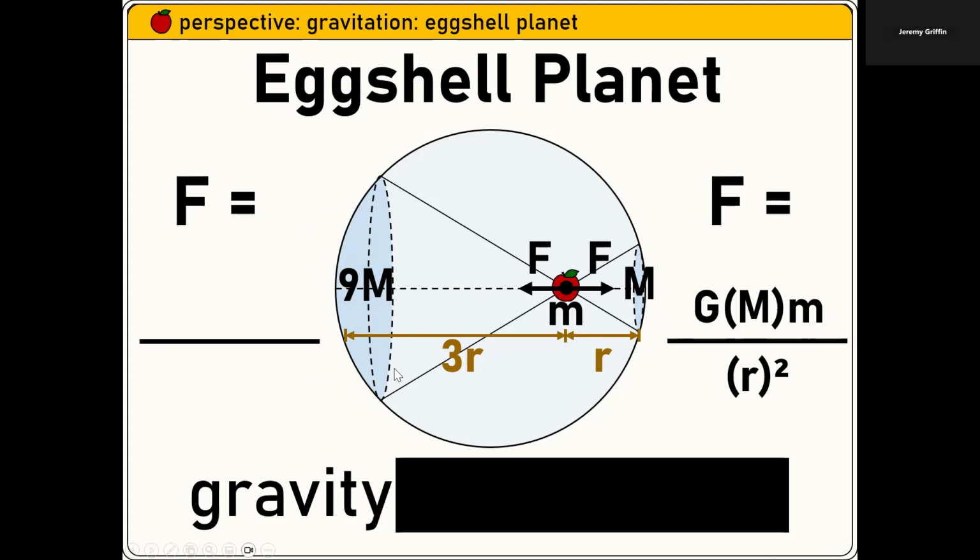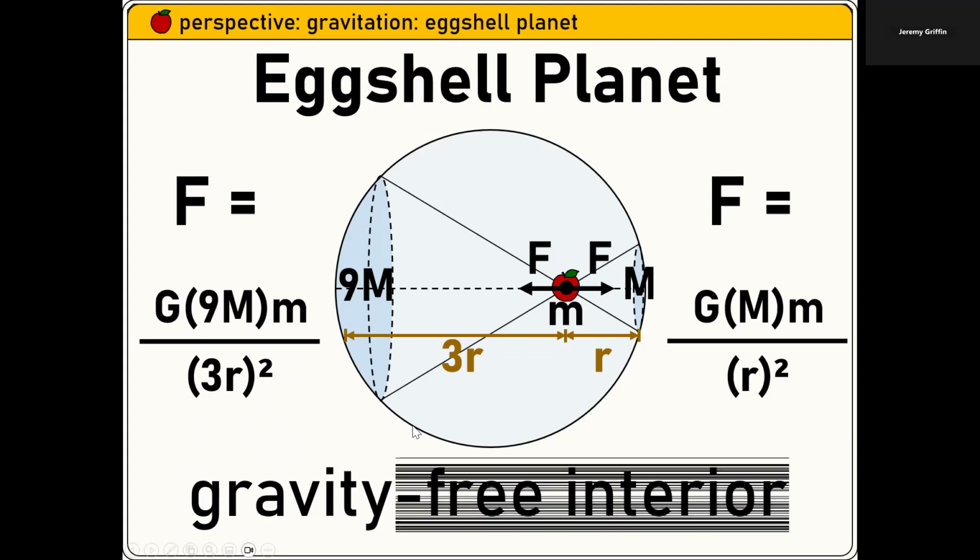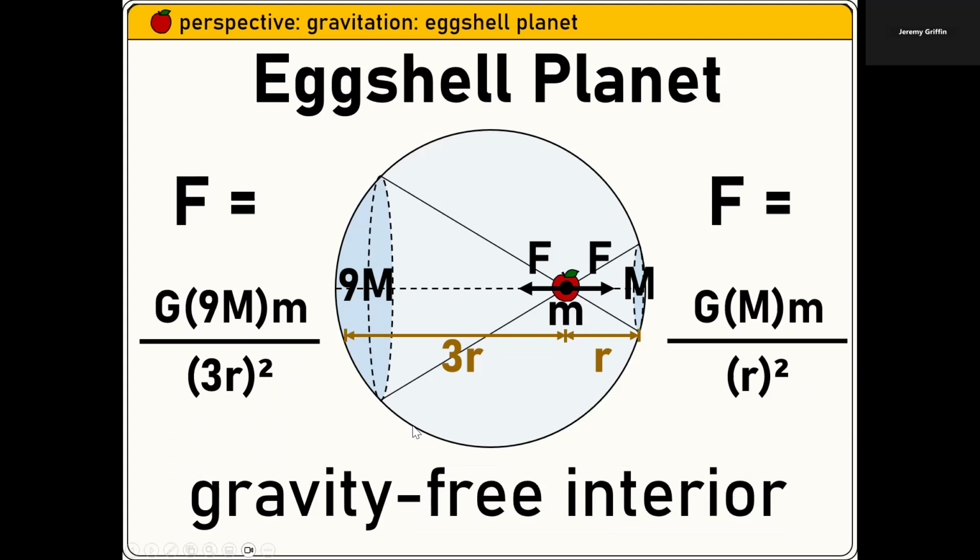9 times. Right? Let's treat it as the same thickness, though. It's still 1 meter thick all the way. So it would have to have 9 times the mass, wouldn't it? Yeah, but it's also 3 times the distance, squared. And that's being squared. So is there a 9 on top and a 9 on the bottom? Cancels. Right. So what can you say about the gravity field inside? Gravity free interior. Right.